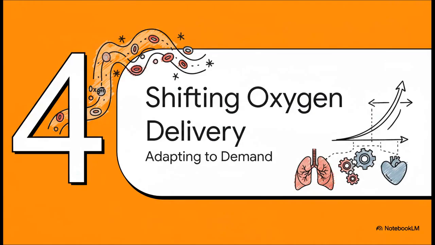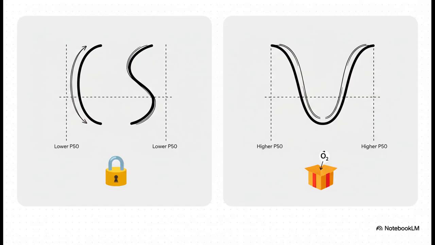But here's where it gets even cooler. The body isn't static. It's dynamic. It can actually shift this entire curve to the left or to the right to fine-tune oxygen delivery on the fly, depending on what the body needs. Okay, left versus right. Here's a simple way to think about it. A shift to the left means hemoglobin loves oxygen and holds onto it tightly. A shift to the right means it releases oxygen more easily.